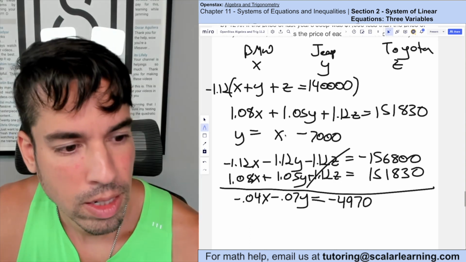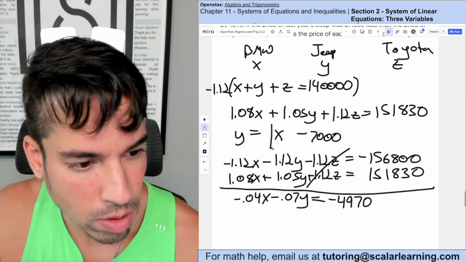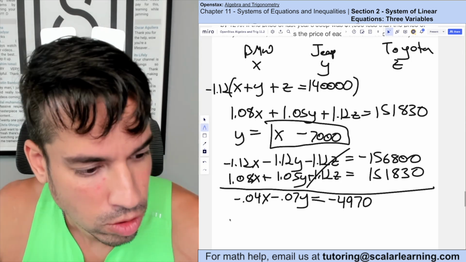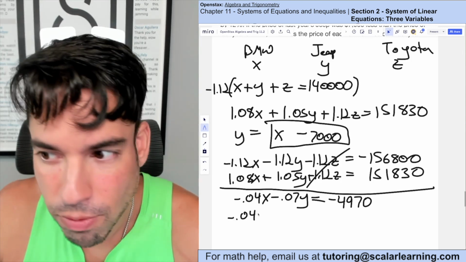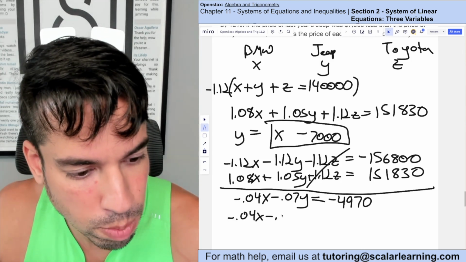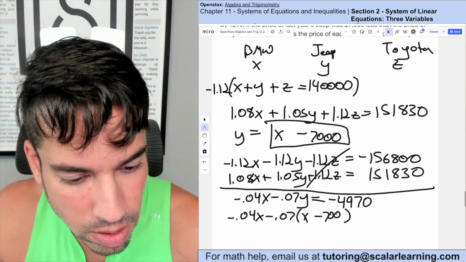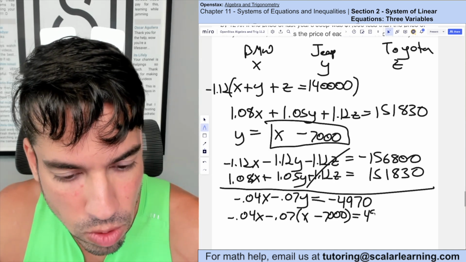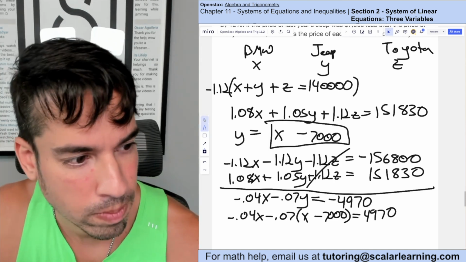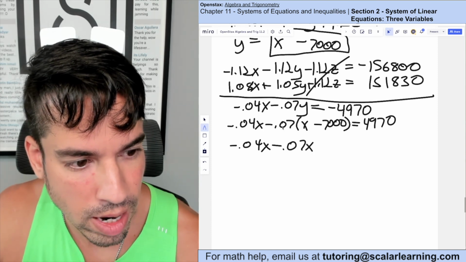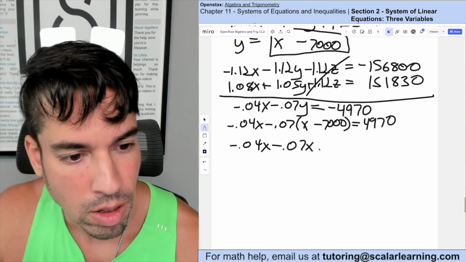and it's negative 4,970, I believe. And then now what we can do is substitute this in for y down here and solve for x. So we got negative 0.04x minus 0.07, and then I'm replacing the y with x minus 7,000, is equal to negative 4,970. Let's make a little more room. So then as we distribute, we get negative 0.07x, and then 7 times 7 is 49.